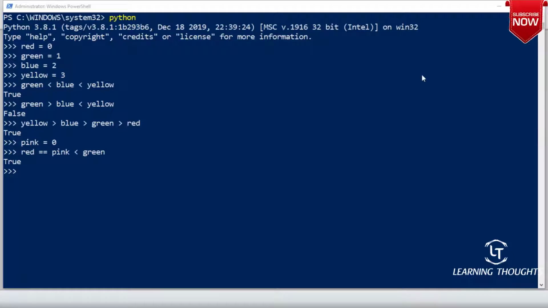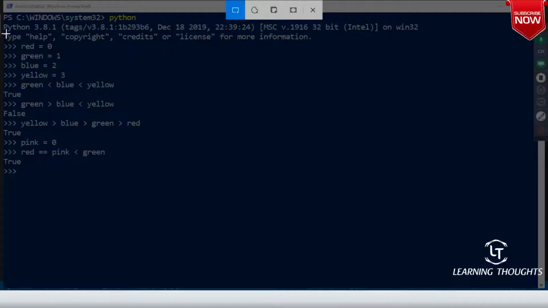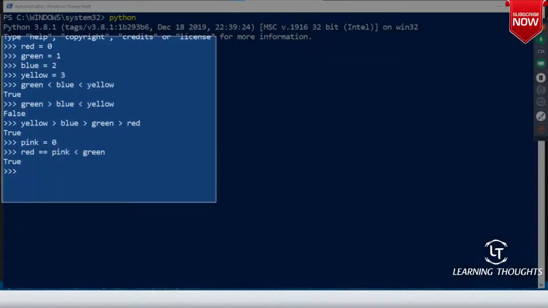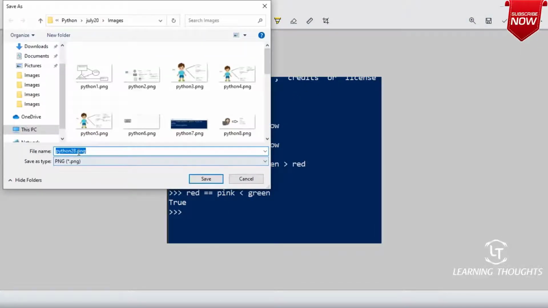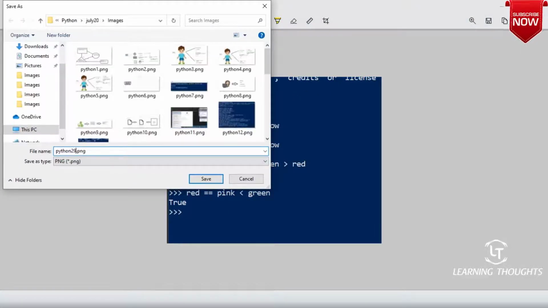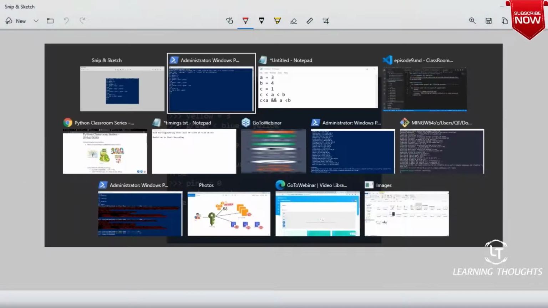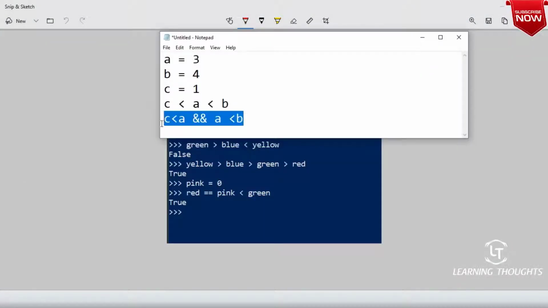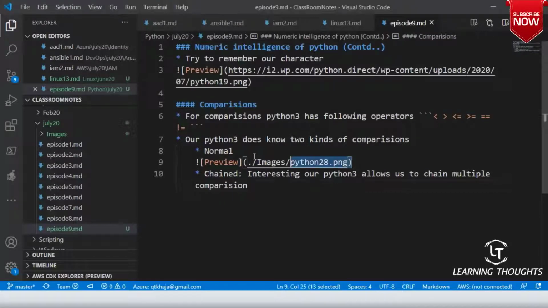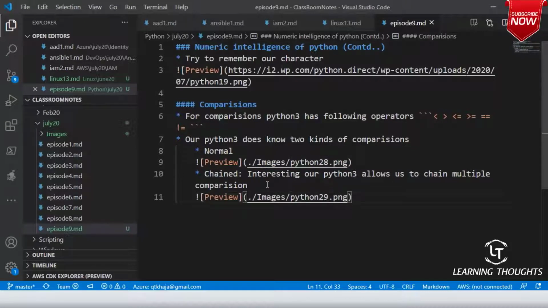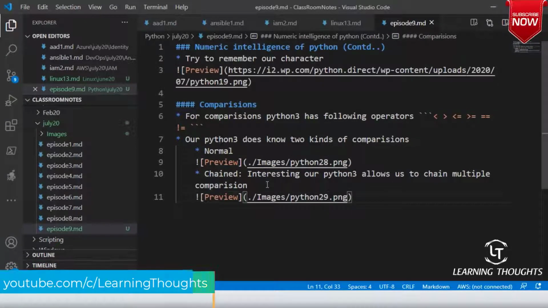Am I clear on this? Whether you use it or not, your character knows about it. I know a lot of people don't use this. They still go with the traditional way of using the and or operators, but that's fine. That's their personal choice. What we are trying to understand is what Python 3 is aware of.